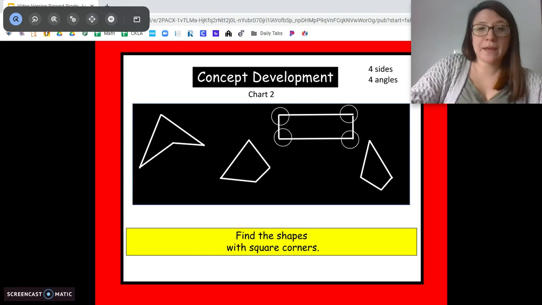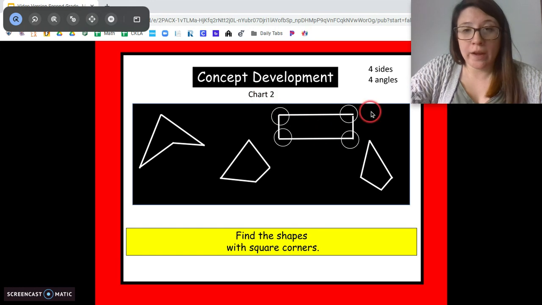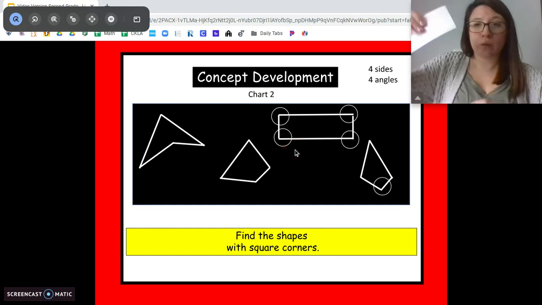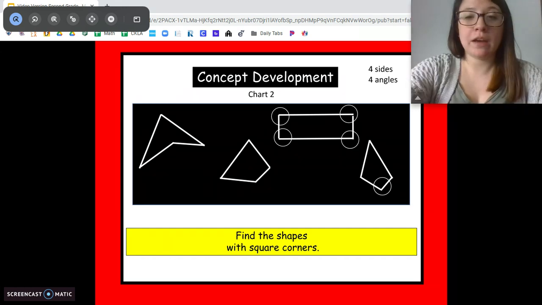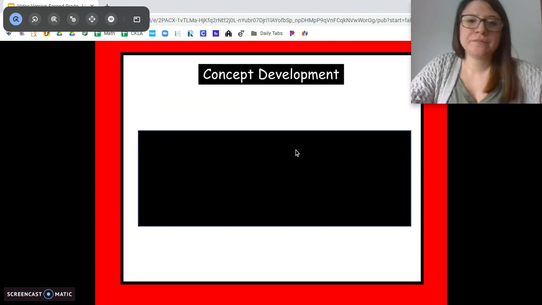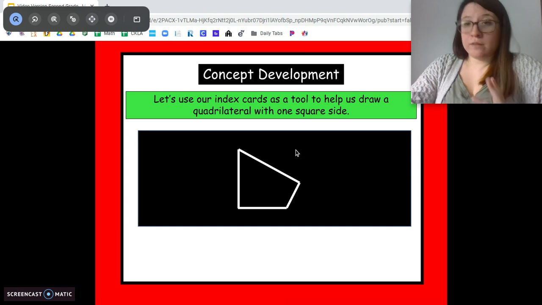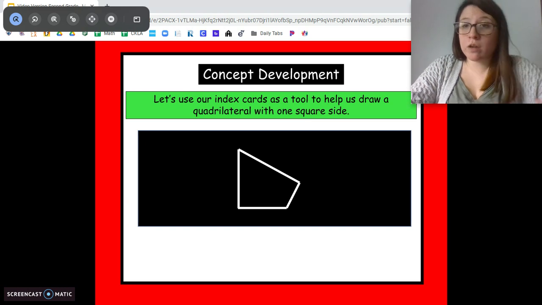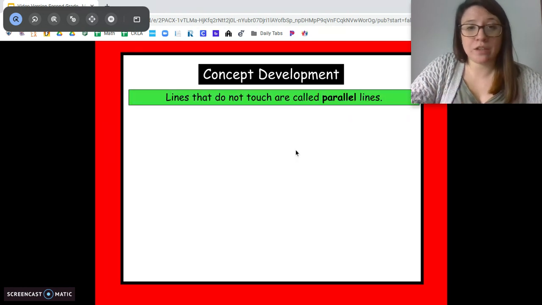All right, on this page, we just circle the shape with 4 square sides, 4 square corners. If you put your index card or your paper up to this shape, you'll see that the corner fits exactly inside of the corner. Ooh, and there's a quadrilateral with 1 square side. If your quadrilateral did not look the same, totally fine. They just wanted 1 square side. As long as it has 4 sides and 1 square side, we're good to go.